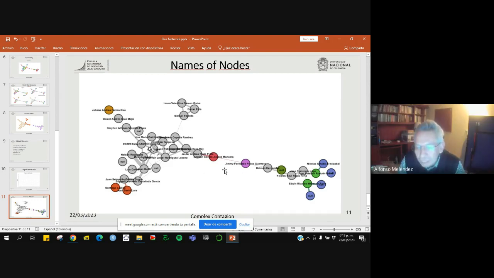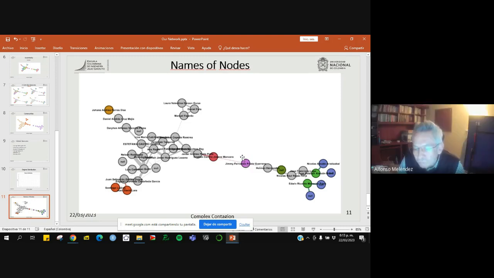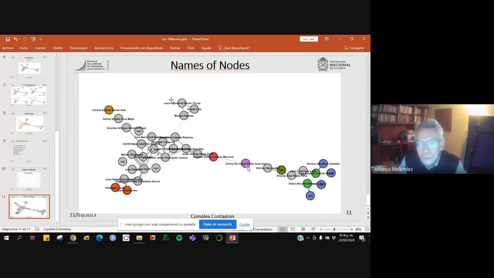Here Jimmy Prieto is here. Jimmy, you are a bridge. You are connecting two communities. This is a small community: Manuel, Daniel, and Laura Garzón, a good community. Here in this group, Nicolás, Santiago Ladino, Juan David Lara are here, etc., etc.